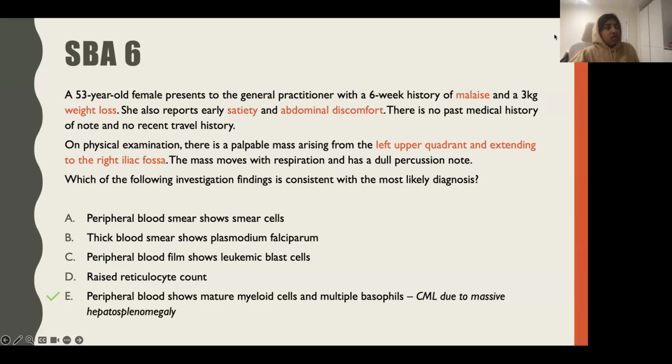D is, I think, for hemolytic anemia, so that's irrelevant here as well. So it's between C and E, and massive splenomegaly is usually CML. And also it's a leukemia because she's got weight loss, satiety, abdominal discomfort, malaise, all of that.